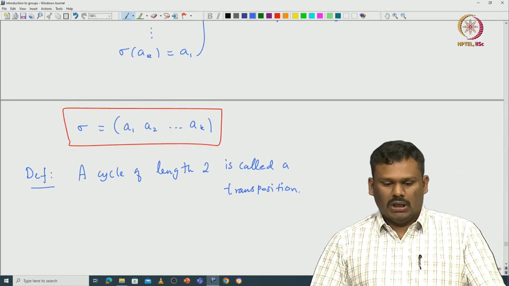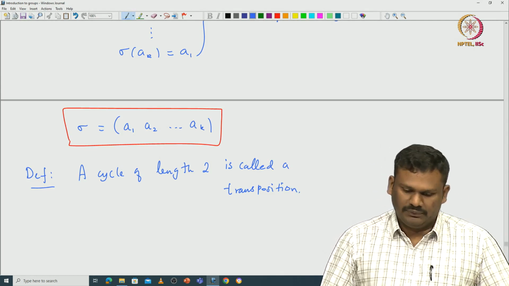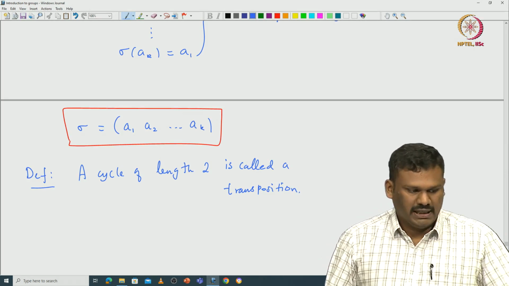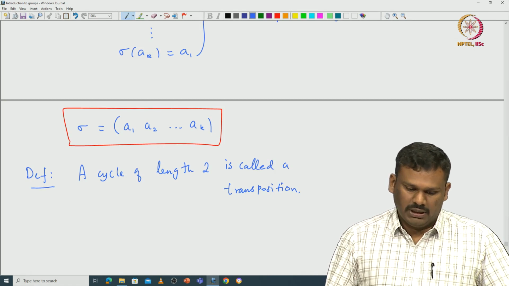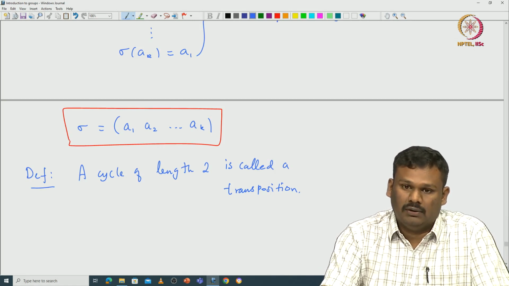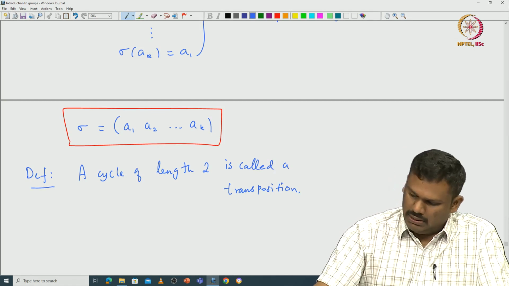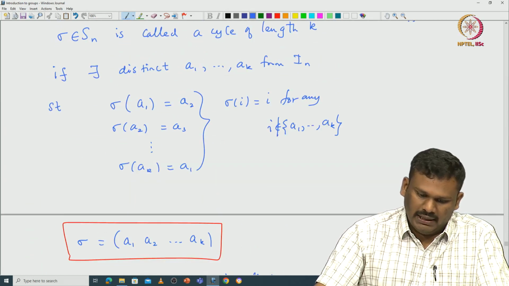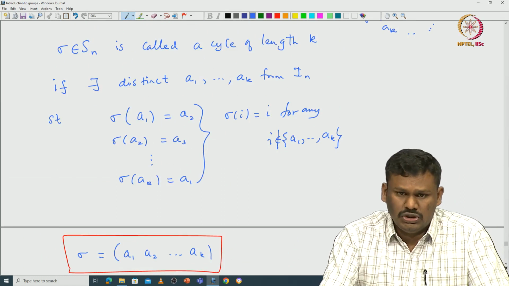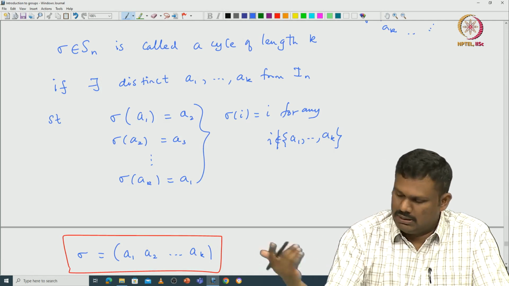Okay. So, why are these things important? We are going to prove one important structure theorem for permutations, which states that if you take any permutation sigma in Sn, then it can be written as a product of disjoint cycles. In particular, if you understand how to multiply these disjoint cycles, then you understand everything about permutations.